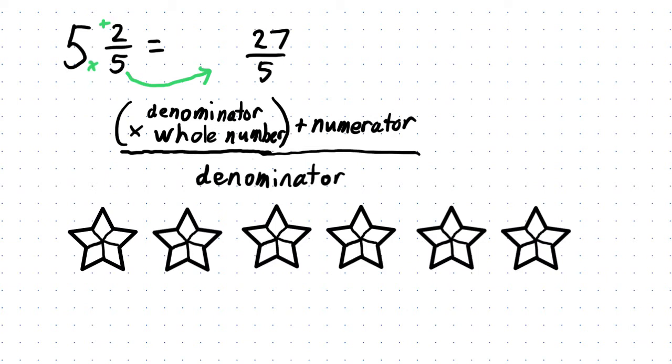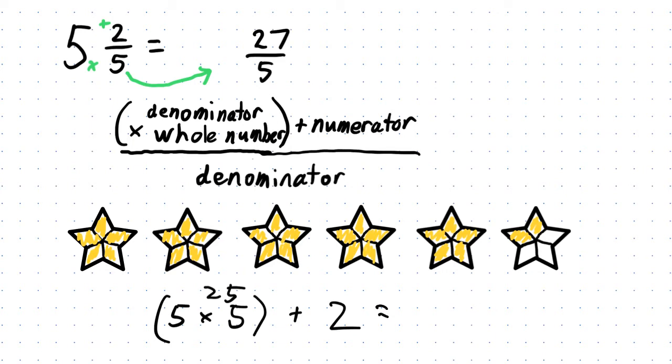Now, why does this work? Because of what we just showed you visually. This is what 5 2/5 looks like. We have 5 pieces times 5 stars, so that's going to give us 25, and now we're adding these 2 more pieces on the end. So 5 times 5 plus 2 gives us 27/5. And that's why it works.